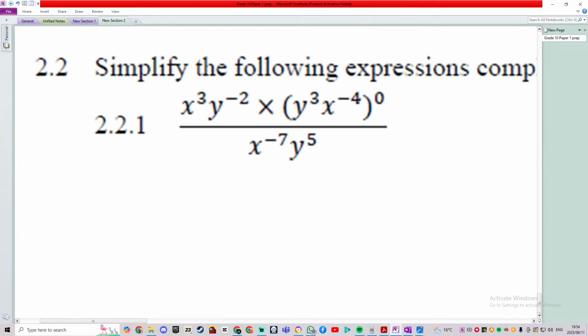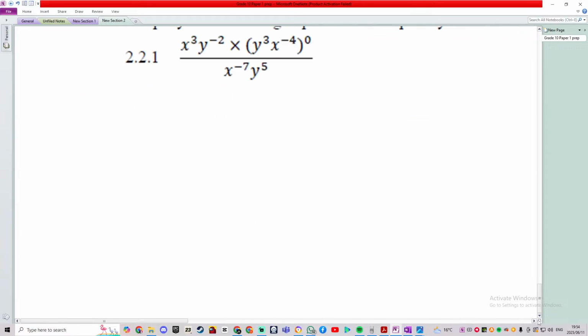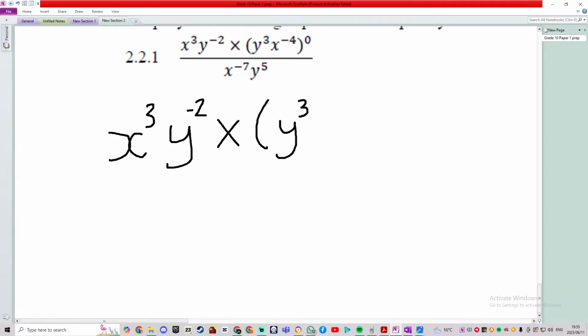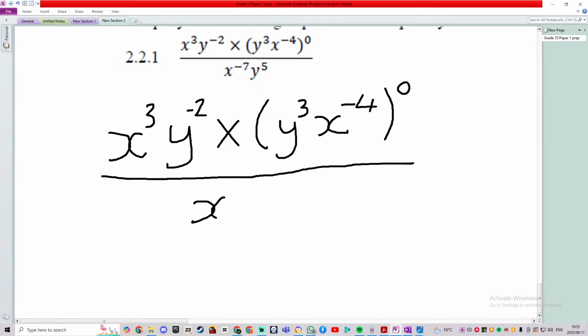Okay. So we have x to the power of 3, y to the power of negative 2, times y to the power of 3, x to the power of negative 4, bracket to the power of 0. Let me just rewrite it nice and big. I just love it when it does to the power of 0. Over x to the power of negative 7, y to the power of 5.